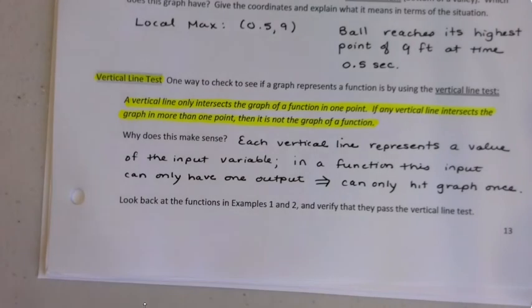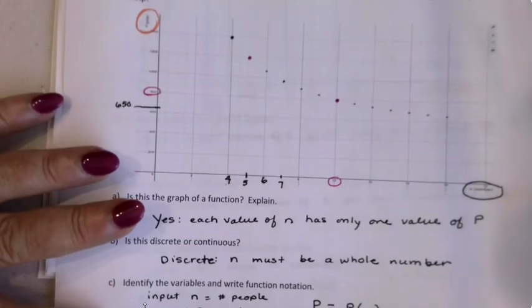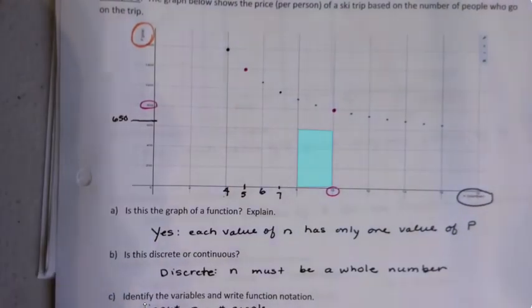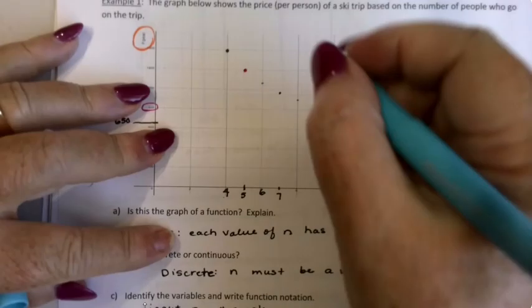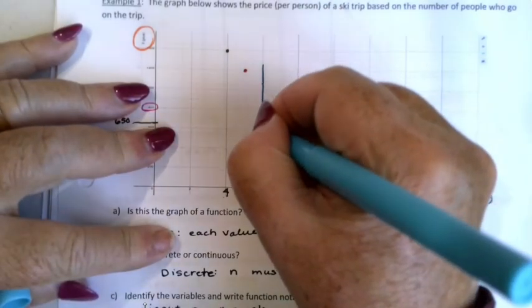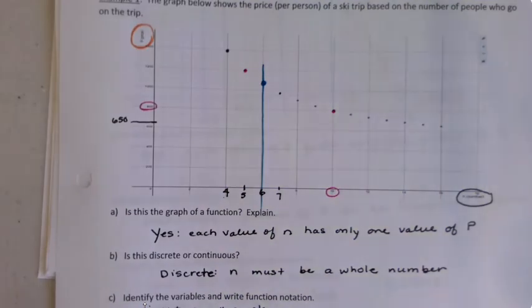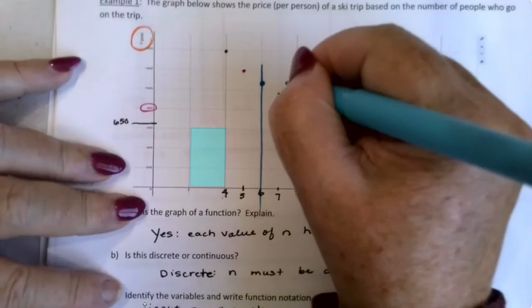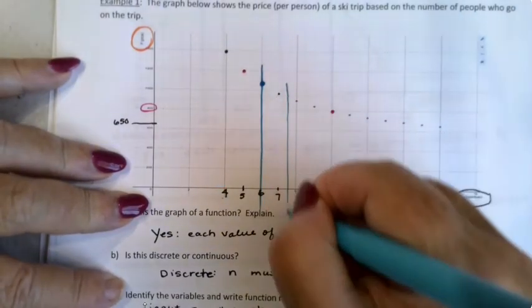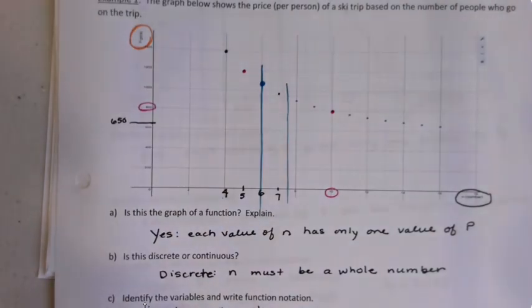All right, we already looked back at our previous example, which was actually example 2, and showed that it passed the vertical line test. If I go back real quick to example 1 with the ski trip, once again, if I were to draw any particular vertical line, like say here at 6, it only hits my graph one time. Notice that every vertical line doesn't have to hit the graph, right? If I drew in between my points, I could draw a vertical line that doesn't hit the graph at all, and that's okay. It just can't hit more than once.